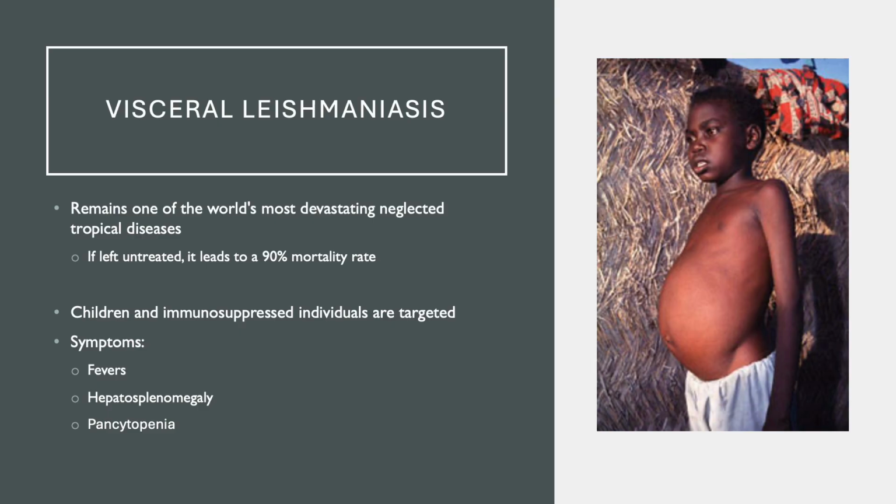Common symptoms for diagnosis include prolonged fever, significant weight loss, an enlarged liver and spleen, which is hepatosplenomegaly, and pancytopenia, which is the decrease in white and red blood cells and platelets. The drop in blood cell counts can lead to fatigue, higher chances of getting infections, and easy bruising or bleeding.